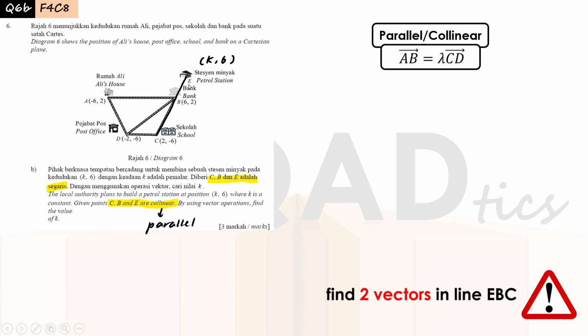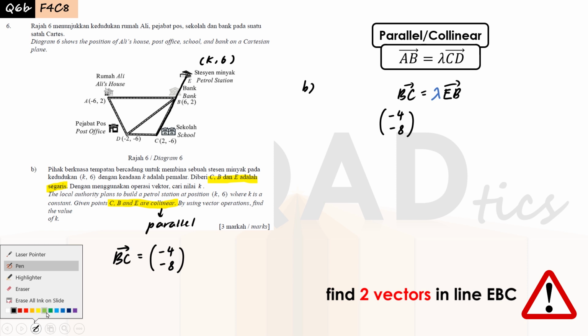Alright, so one of the vectors we have already found in part A, which is vector BC. So now we just need another vector, but the vector needs to include point E. Okay, because we are finding the coordinate of point E. Alright, so why not we choose vector EB? Okay, so I can put the vector BC here first, and to find the vector of EB will be the same way as in part A, right?